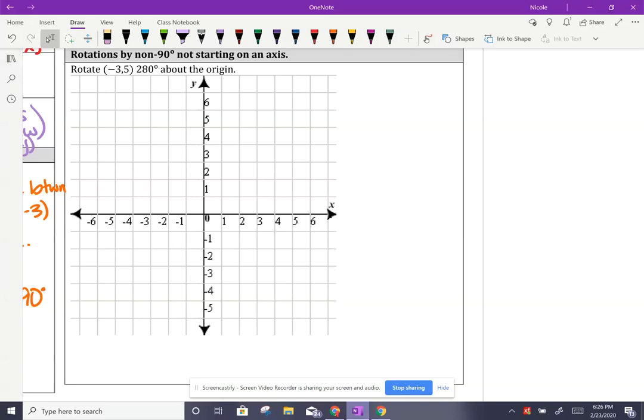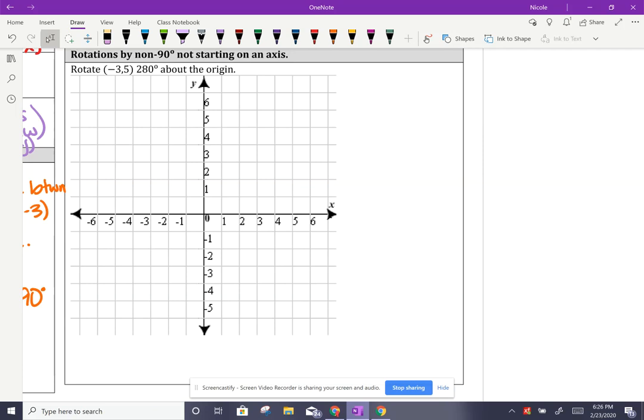All right, so our last adventure for the day, guys, is we are going to be rotating by a non-90 degree multiple, which we already did. So we've got that down, but we're not starting on an axis this time. So we're not starting on an X or Y axis. So we don't have an easy grasp of the length of our radius or our hypotenuse right now.